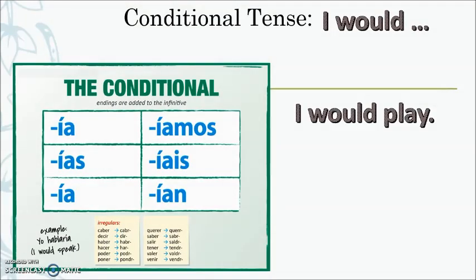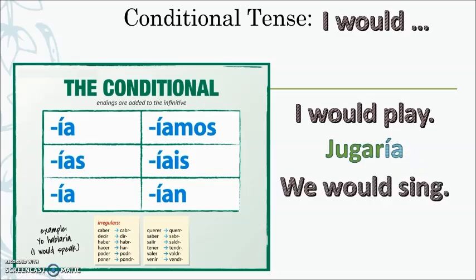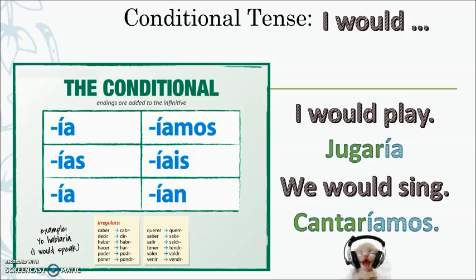So let's say I want to say I would play. I'm going to say jugaría, because I took the infinitive, which is jugar, and I put on the I ending, which would be ía. So now you put it together and say jugaría for I would play. Or we would sing, so you take the infinitive of sing, which is cantar, and then you add on the we ending. So then you have cantaríamos, we would sing. So it's very simple. And so that's something you have to look forward to learning next year.